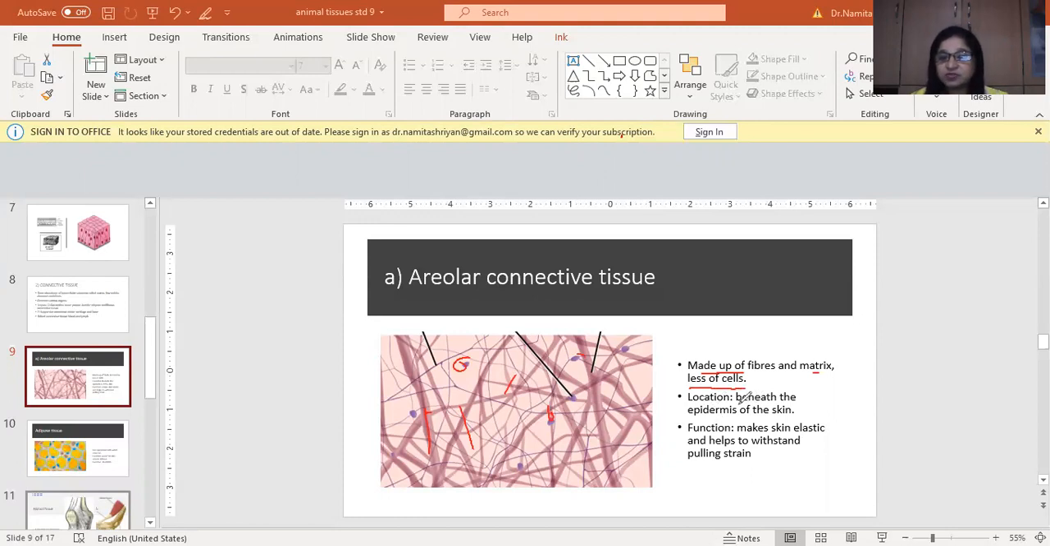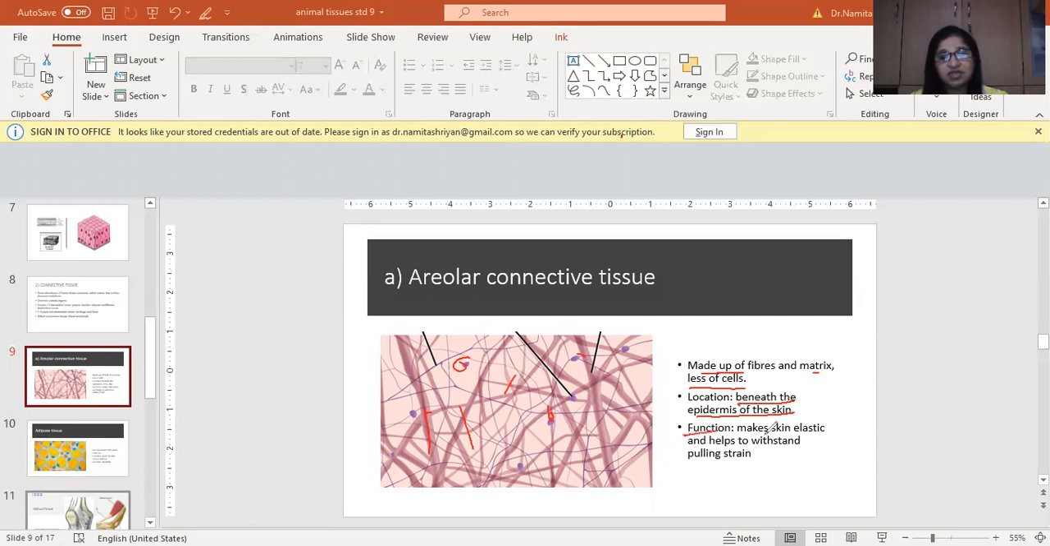Where is it present? It is present beneath the epidermis of the skin. Simple. It is like a packing tissue. We call it a packing tissue. Anytime you try to lift your skin away from the muscle, you will see that there is something which keeps it attached. That is the areolar connective tissue. If this areolar connective tissue would not have been present, we would be able to separate our skin fully away from that. Would not be a good sight, right? So it is important. We call it a packing tissue.